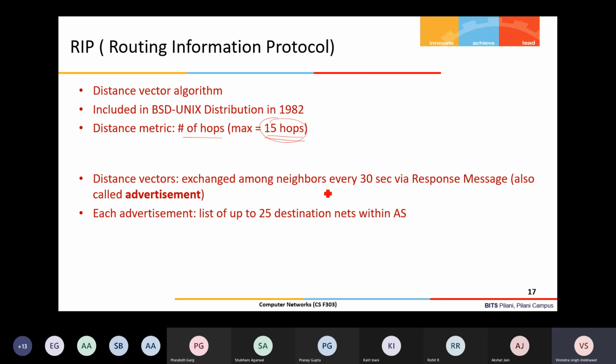Distance vectors are exchanged among neighbors every 30 seconds via response messages, which are called advertisements. Every 30 seconds the messages are exchanged, and each advertisement can list up to 25 destination network prefixes within the autonomous system, because it's an intra-domain protocol.